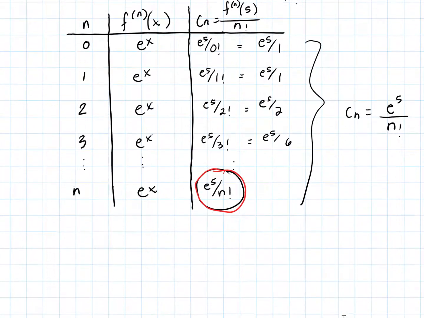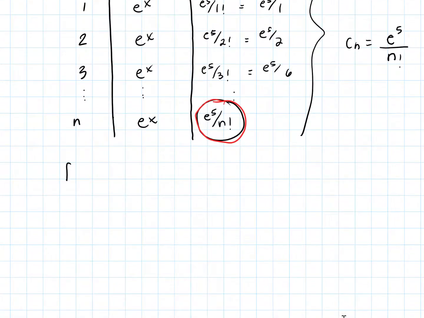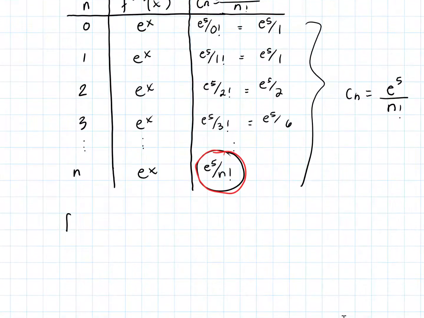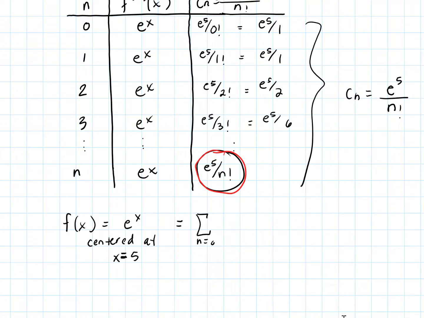So when we write our function out, f of x equal to e to the x, I will make this little note, centered at x equals 5. If we focus in on x equals 5 on the x-axis, the Taylor series that would represent e to the x would be the sum from n equals 0 to infinity of e to the 5th over n factorial times x minus 5 to the nth.